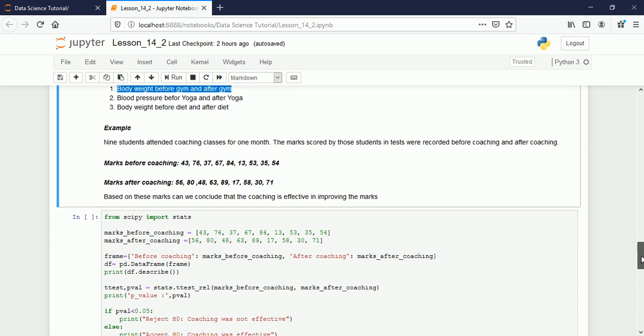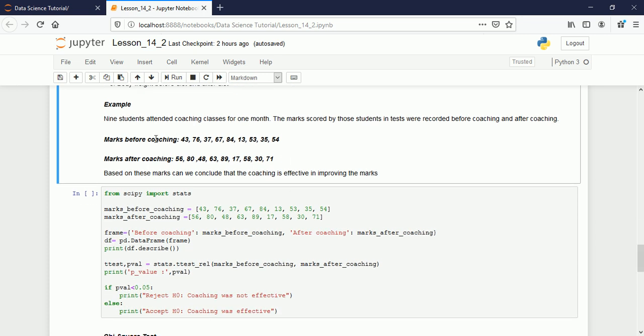Let's have an example for them here, then you will better understand. 9 students attended coaching classes for 1 month. The marks scored by those students in the test were recorded before coaching and after coaching. So these are the marks the students scored before coaching, and these are the marks after coaching. Now based on these marks, can we conclude that the coaching is effective in improving the marks? Let's see.